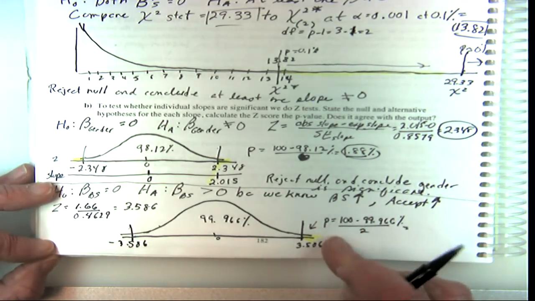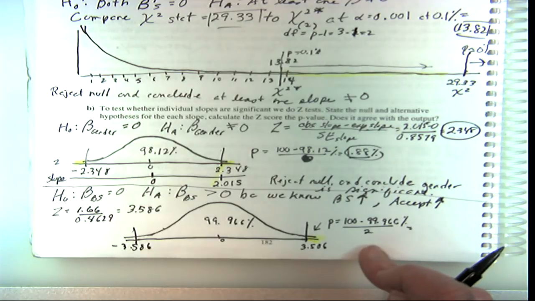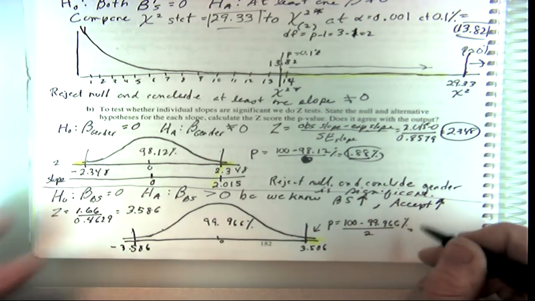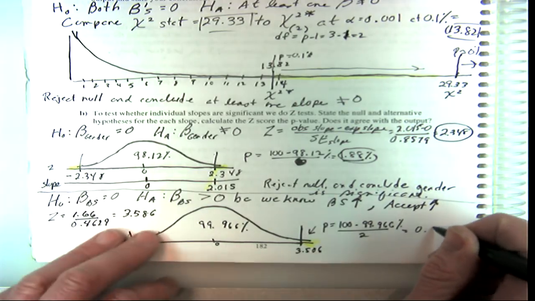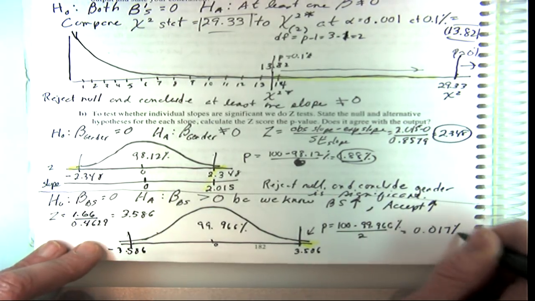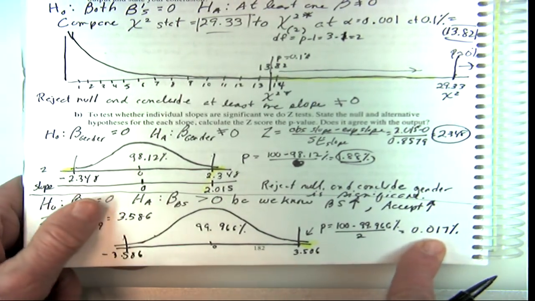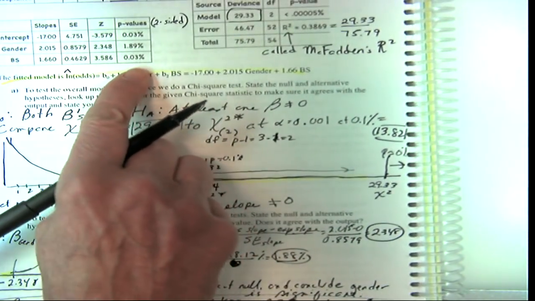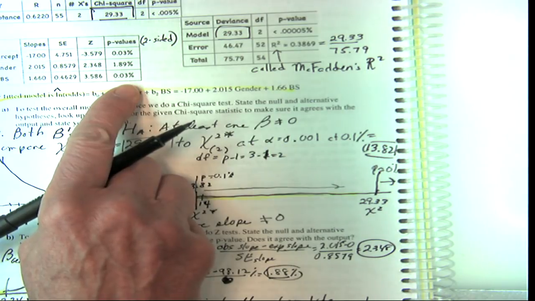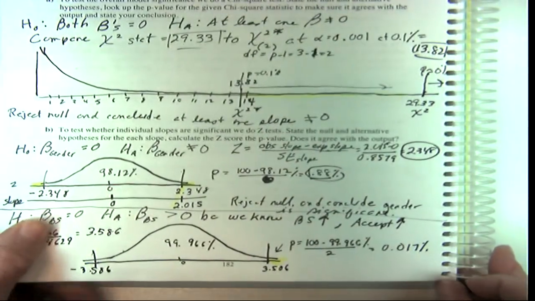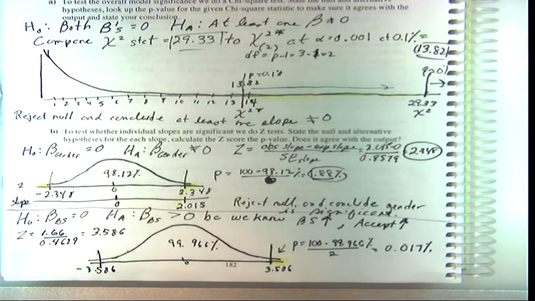I mean, it's so tiny in either case. But when I did this, I got 0.017%. There's some rounding here, it was half of that. 0.015 would be half of that, but there's some rounding going on. So, all right, that's what I got.